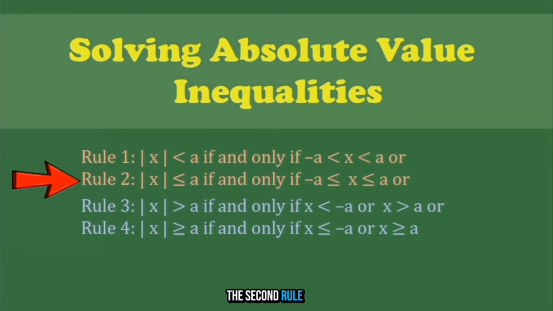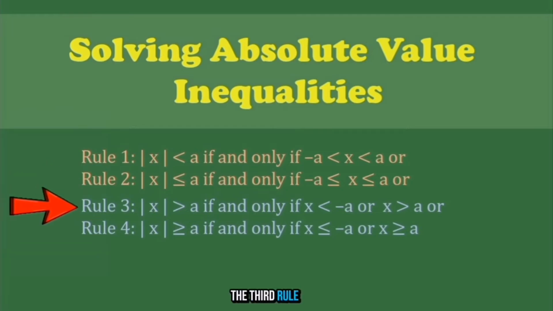The second rule: the absolute value of x is less than or equal to a if and only if negative a is less than or equal to x, which is less than or equal to a. To explain, if the absolute value of x is less than or equal to a certain number, then x must be between the negative of that number and the positive of that number, including the endpoints. In simple terms, x is between negative a and a, including negative a and a.